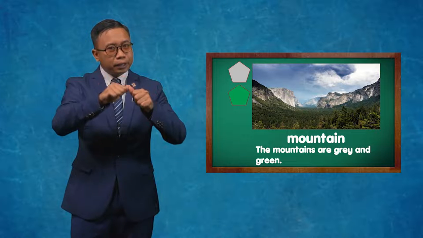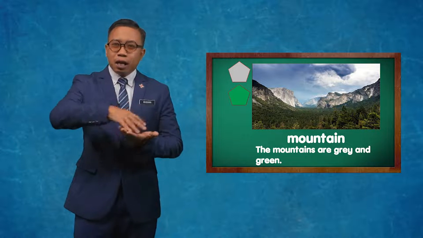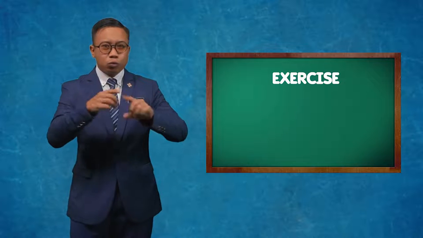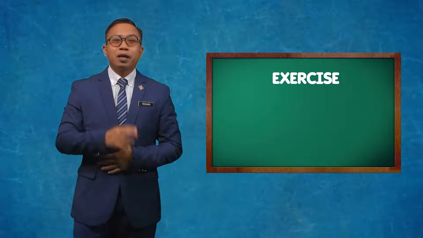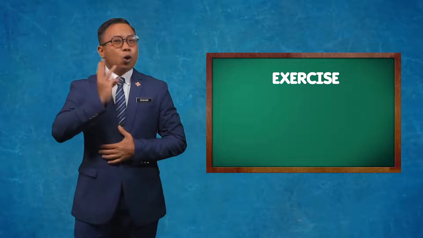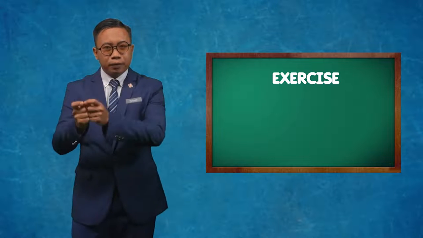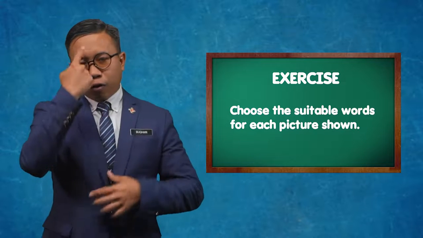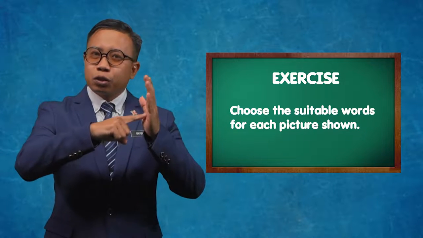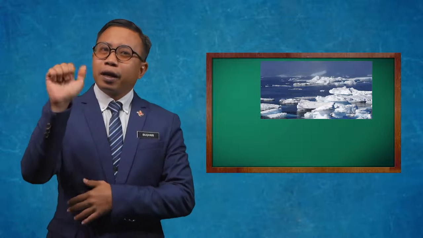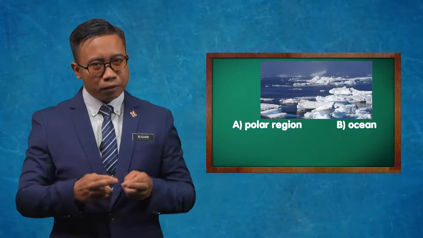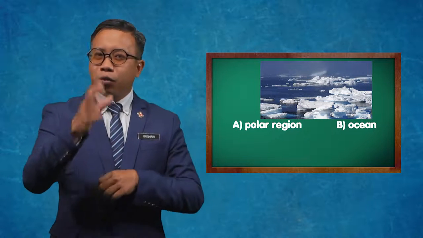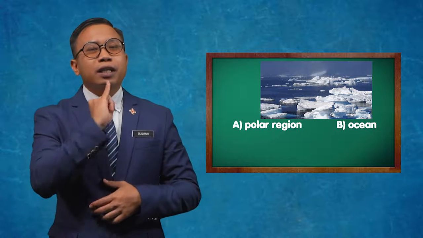Pupils, remember the habitats we learned before. Now, it's time to do some exercise. Are you ready? We can do it together. Choose the suitable word for each picture shown. A. Polar region. B. Ocean. Can you guess which one is correct?